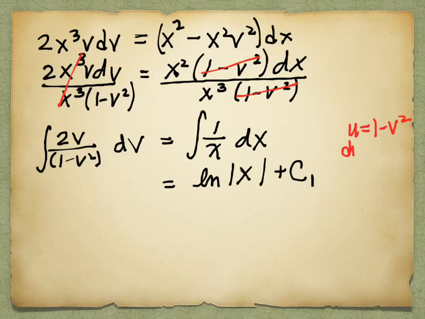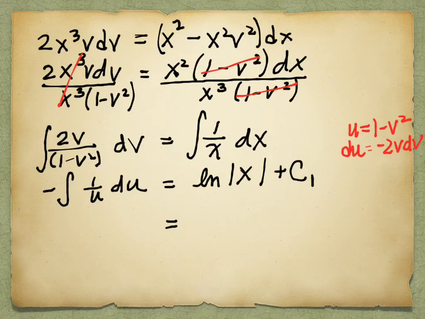Okay, then what would du be? Close. Negative 2v dv, and actually I have the 2v dv in the problem, I just don't have the negative, correct? So I've got this actually going to be negative integral of 1 over u du, and what is the antiderivative of that? Yeah, close. Negative the actual log of the absolute value of u, yeah.